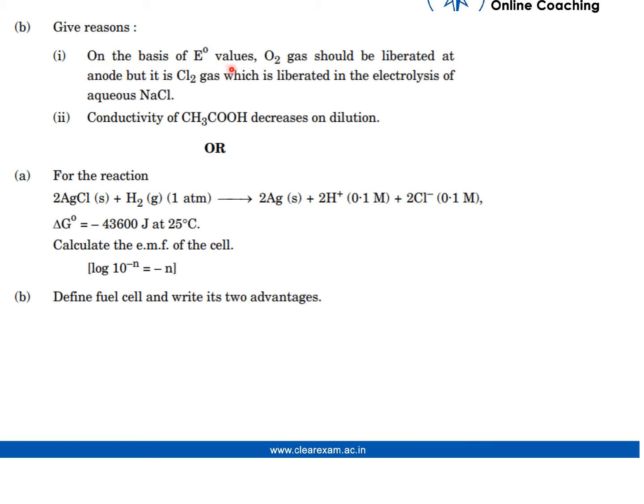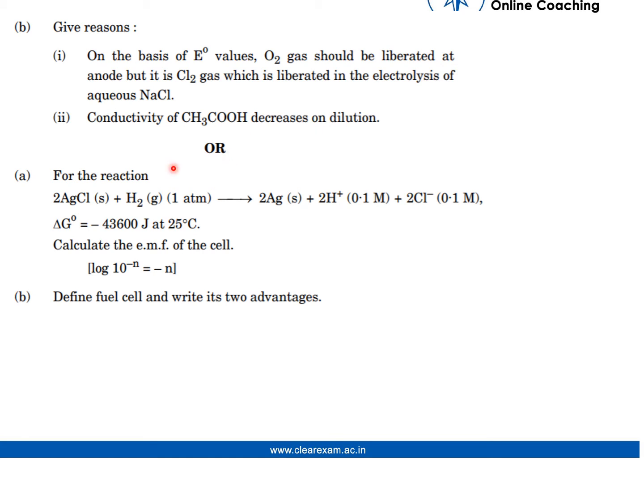B part is give reasons. On the basis of E° values, oxygen gas should be liberated at the anode, but it is Cl2 gas which is liberated in the electrolysis of aqueous NaCl. Second part is, conductivity of CH3COOH decreases on dilution.